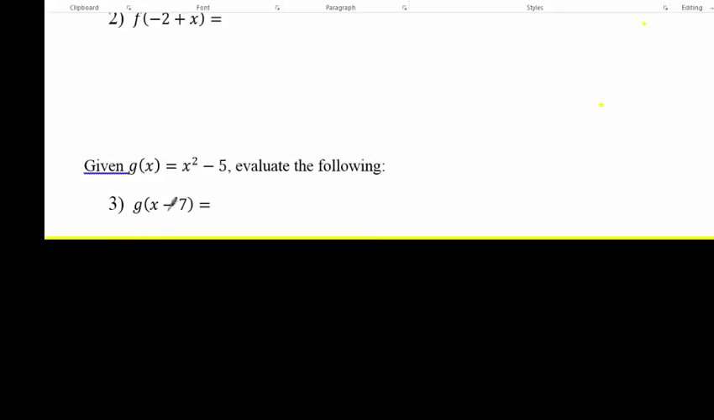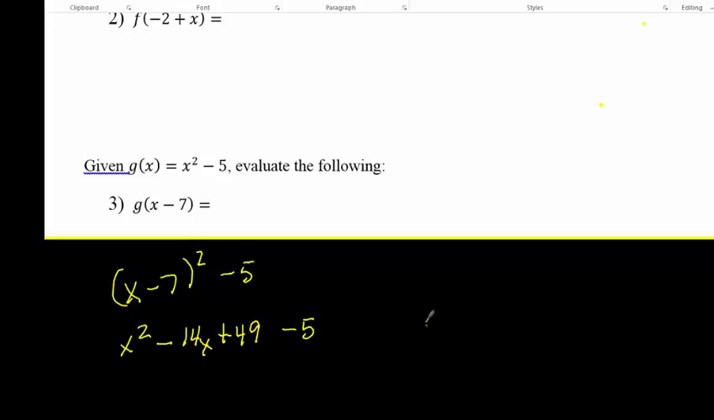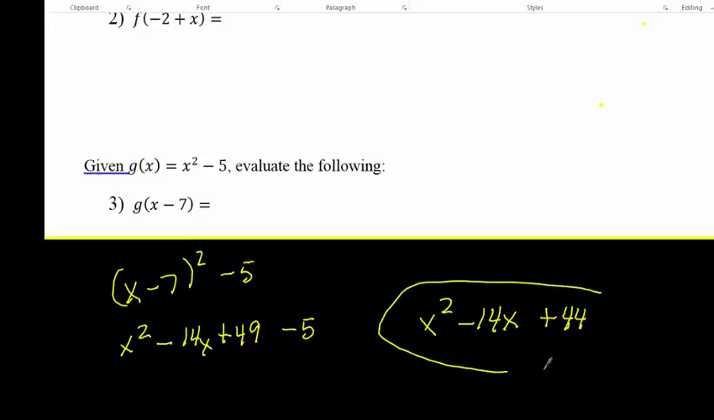Okay, so for number 3, what we're doing is once again plugging this in. So I got x minus 7, and that's got to be squared, minus 5. Well, when I square this, we get x squared minus 14x plus 49, minus 5. So this would just evaluate to x squared minus 14x plus 44, and that's the answer for number 3.